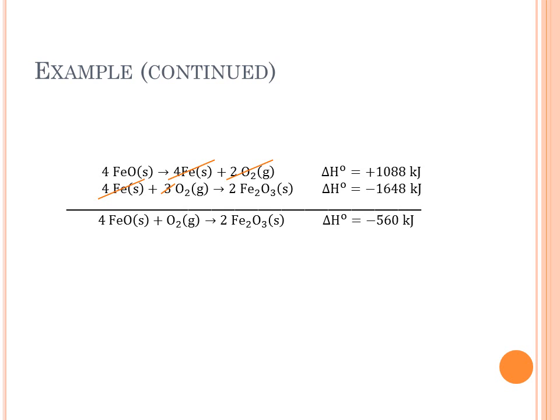Adding that together, we see we get our product reaction, 4 FeO plus O2 going to 2 Fe2O3. And then we add together those two delta H's, the positive 1088 kilojoules and the negative 1648 kilojoules, with a net enthalpy for that reaction being a negative 560 kilojoules. And so that would be the enthalpy of the reaction had we done it in these multiple steps versus doing it in a single step. Get the same answer.